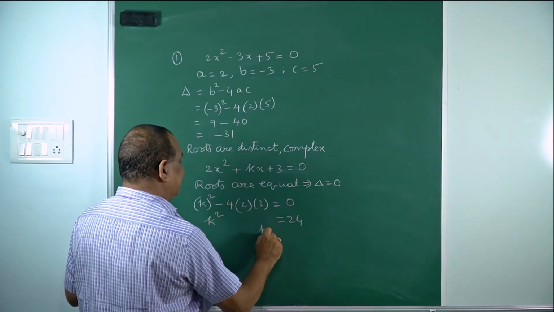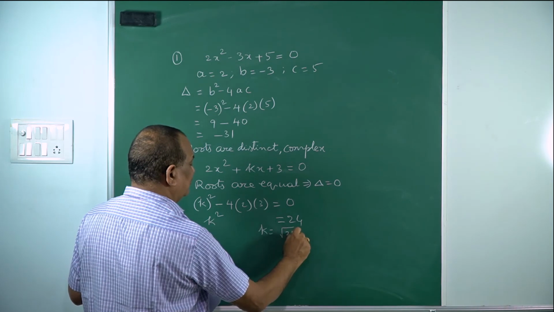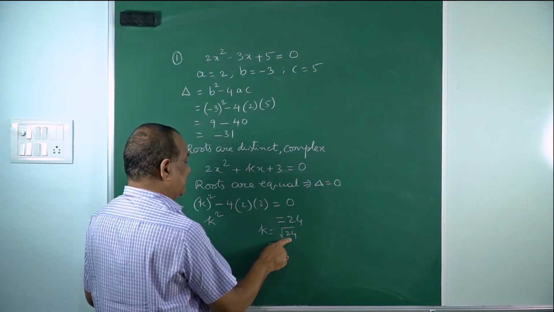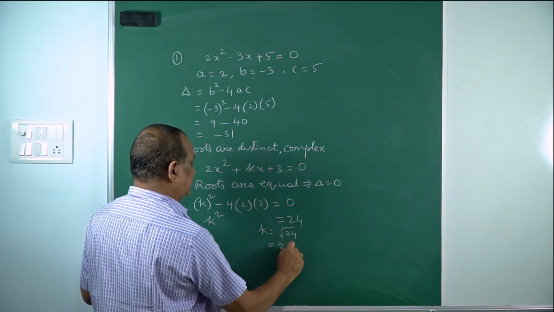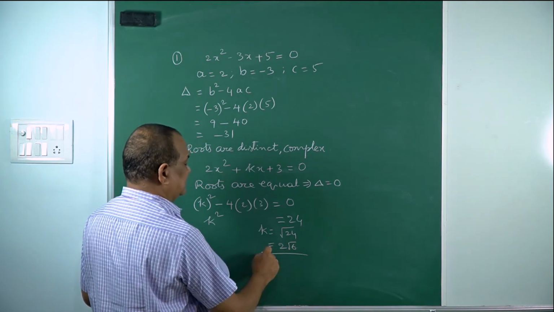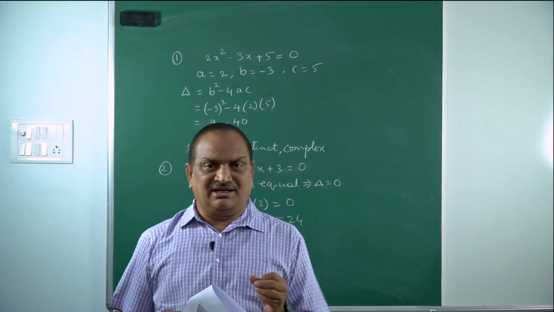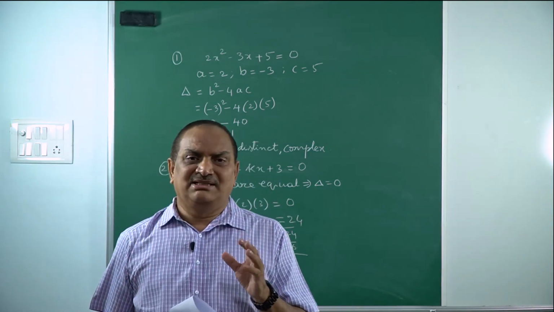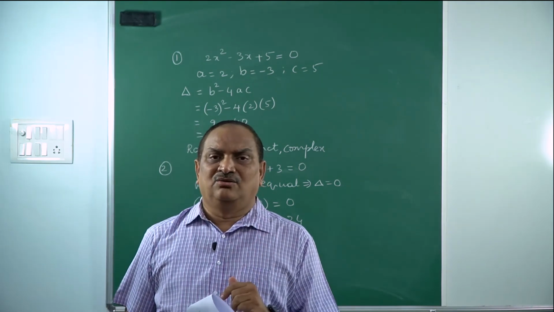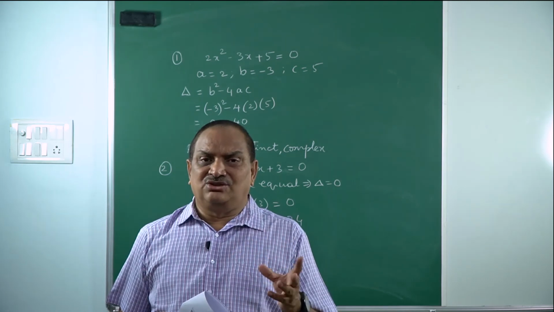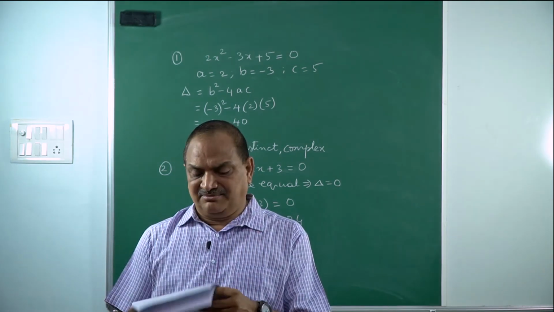And your k must be root over 24. Root over 24 means root of 4 times 6, and 4 can come out as 2. That's it. So in this question, he has given that roots are equal. Roots are equal means they are not distinct, so delta must be 0. Equate that delta to 0, and from that, find the value of k.